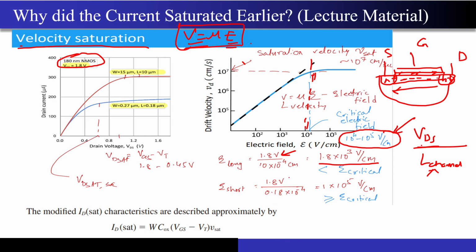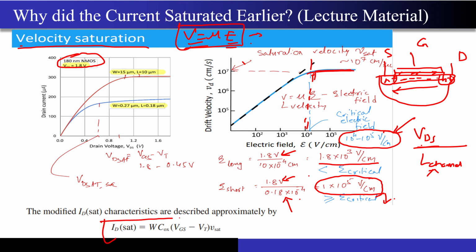But when I move to short channel MOSFETs, where I have kept the supply voltage the same but reduced the channel length to 180 nanometer, this value of electric field will come out to be 10 to the power 5 volts per centimeter. Now this is almost the critical electric field value. So v equals mu E won't hold true. There, as you can see over here, the slope has reduced to 0. Correct? So I have to take this effect into account and rederive the equation. And when you rederive the equation, you will get this particular equation.